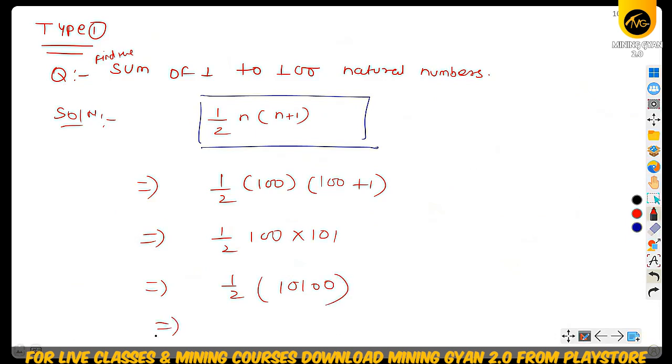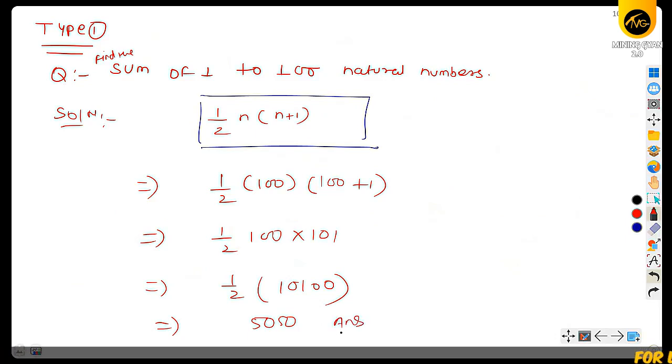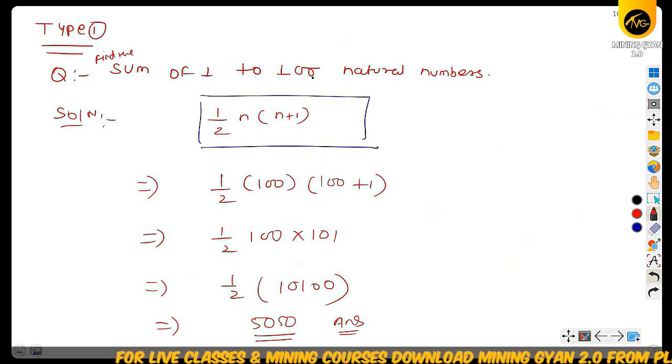Okay, just half the 10,100, that means 5,050. 5,050 is half of 10,100. So the answer is 5,050. Now we can say that the sum of 1 to 100 natural numbers is 5,050. It means natural numbers, that means from 1 to 100.